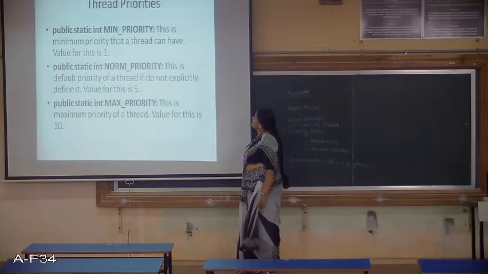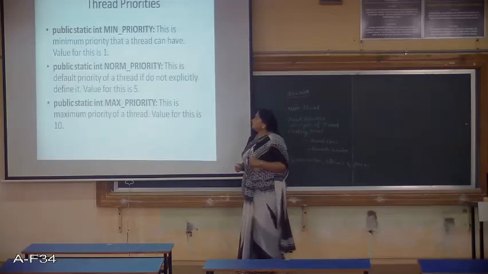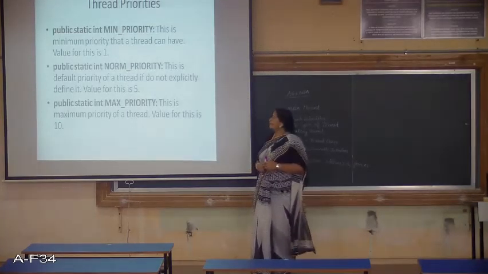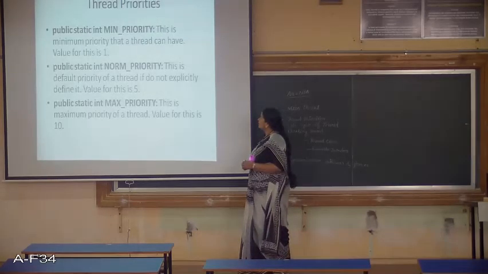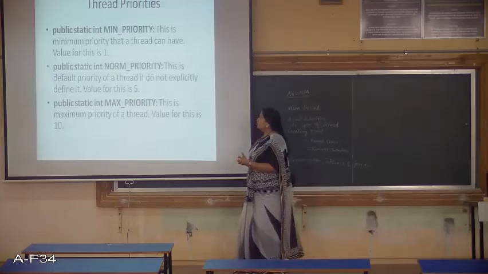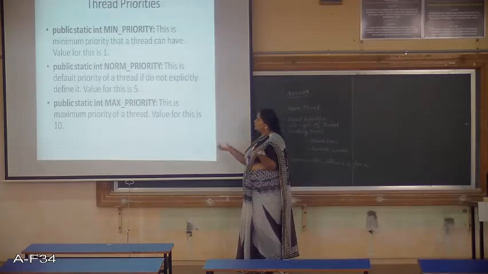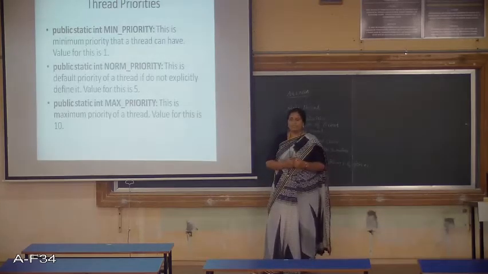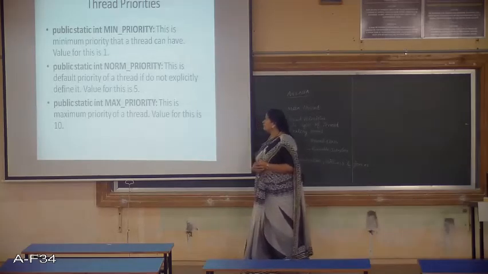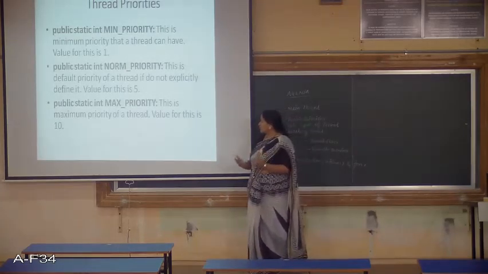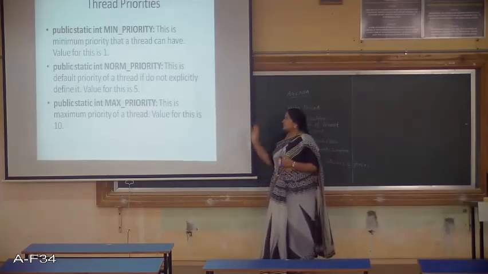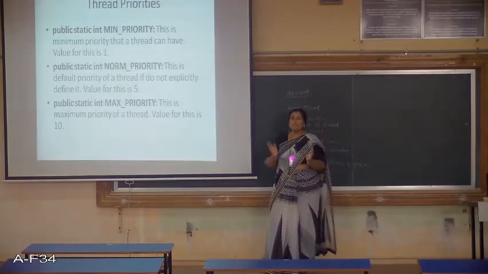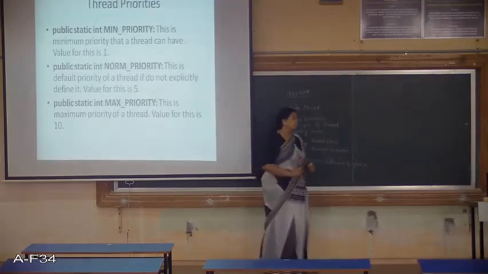MIN_PRIORITY is the minimum priority that a thread can have, and the value for this is 1. NORM_PRIORITY is the default priority of a thread if we do not explicitly define it, and the value for the normal priority is 5. And we have MAX_PRIORITY, which is the maximum priority of a thread, and the value for this is 10. That means it ranges between 1 to 10. So minimum by default is 1, maximum is 10, and normal is 5.